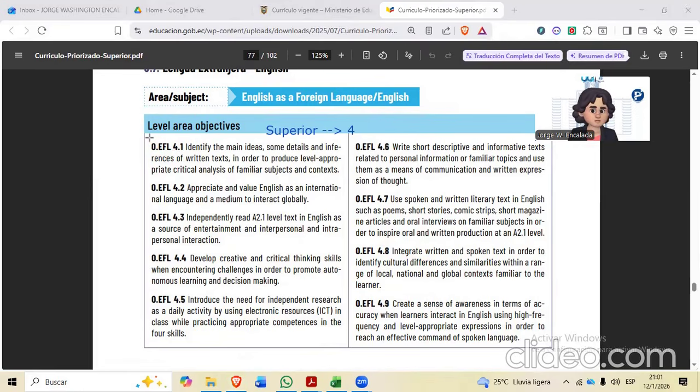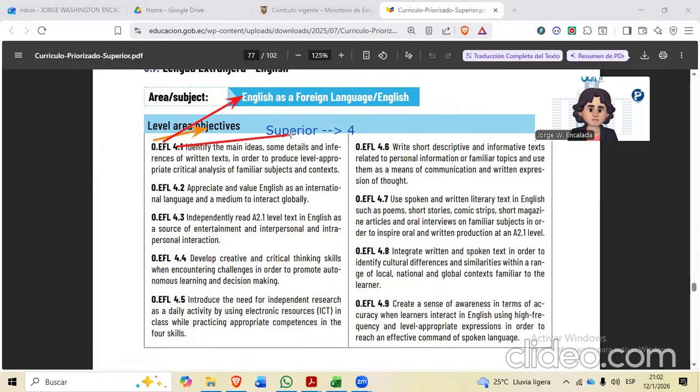So the O here stands for objective. The EFL here stands for English as a foreign language. And look, we have an important number in here, which is the number 4. And the number 4, it's this one, superior.